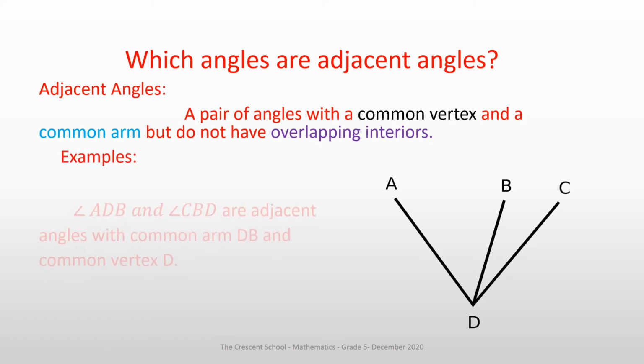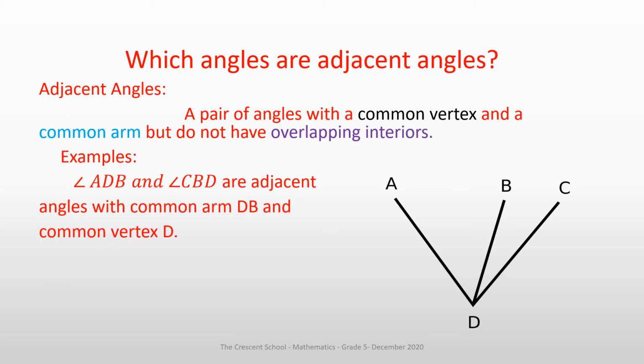Example, students, look at the figure. Straight line AD and straight line BD meet at point D and make angle ADB. Similarly, line BD and line CD meet at point D and make angle CDB. Angle ADB and angle CDB have common arm BD and common vertex D. Therefore, these angles are adjacent angles.